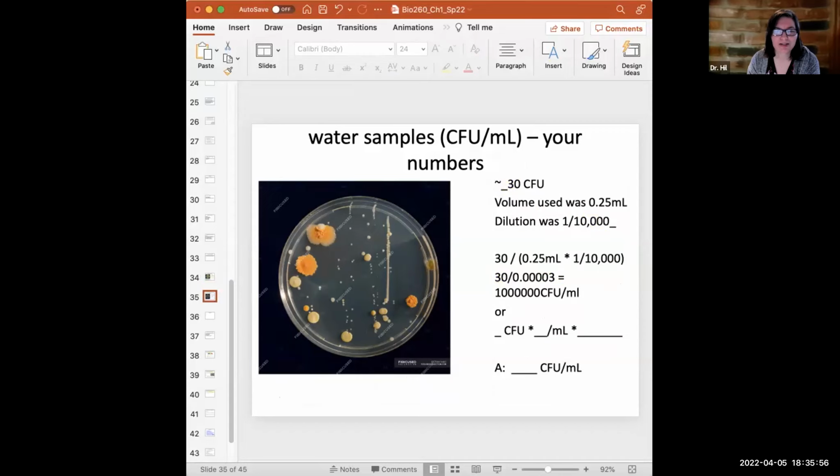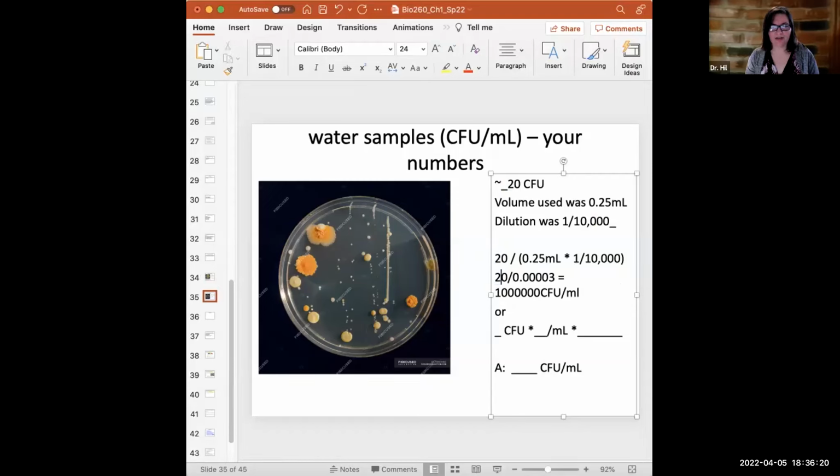Quickly, let's do a water sample one together. So I said there's about 30. Give me another number that's similar to 30, but not exactly 30. 27, 19. Let's split the difference and call it 20, just in the interest of making this really easy to do the math. Okay.